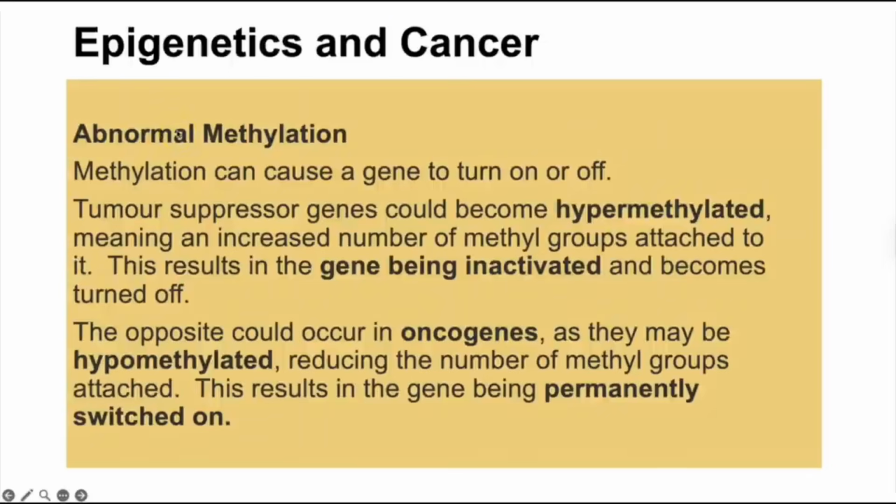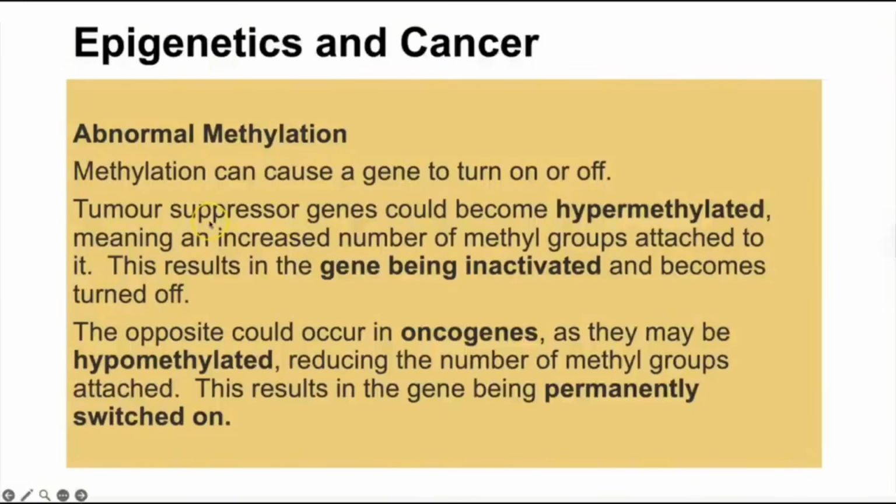So if you have abnormal methylation, which links back to epigenetics, that methylation could result in a gene being inactivated. And if that's the tumour suppressor gene, it becomes hypermethylated, meaning lots of methyl groups are binding to that DNA.